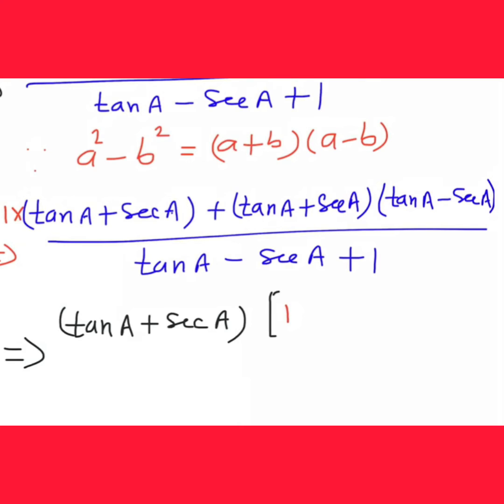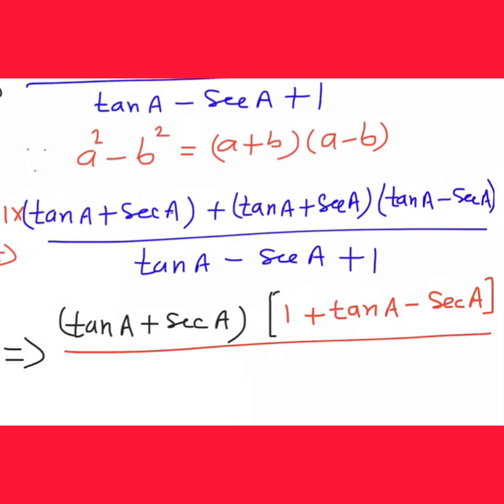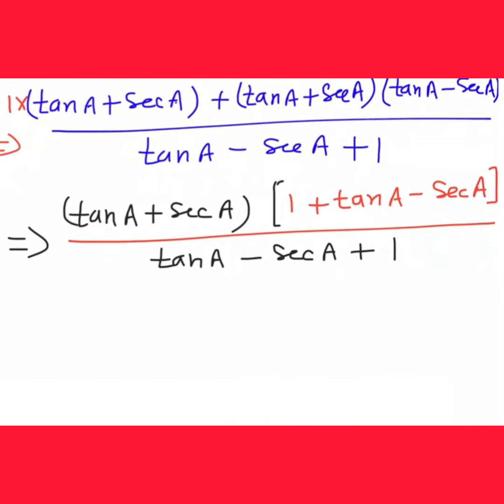Okay, and after that in the second term this comes out, so remaining is tan A minus sec A. So you will write plus tan A minus sec A. Okay dear? And the denominator once again same to same. That is, you will write it as tan A minus sec A plus 1. Okay.